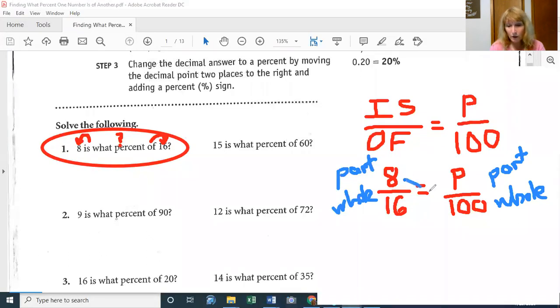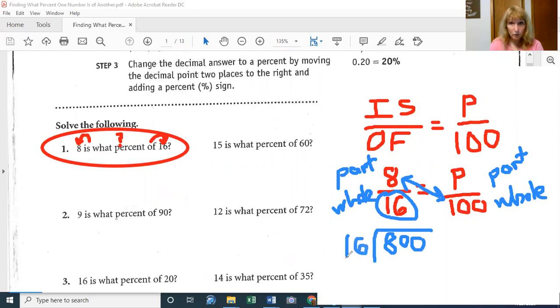So if you notice, we've got this set up now. What you do is you cross multiply the two diagonals. So 8 times 100, that's going to give you 800. And then the next part is to take the other number that's left, in our case it's a 16, and divide 800 by the 16. So you cross multiply the two diagonals and you divide by the number that's left. There'll always be one missing piece. So how many 16s go into 80? Well, I believe it's probably going to be 5. Let's give it a try.